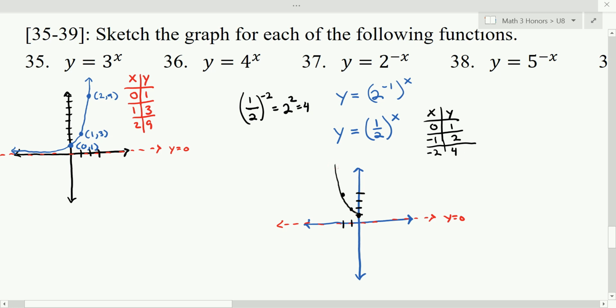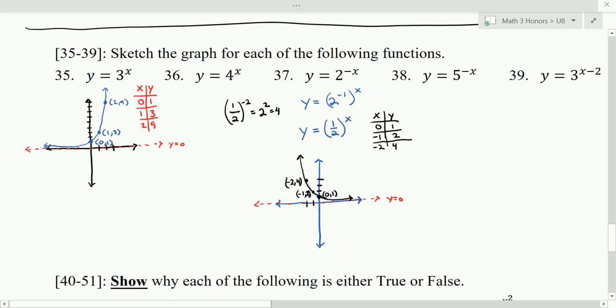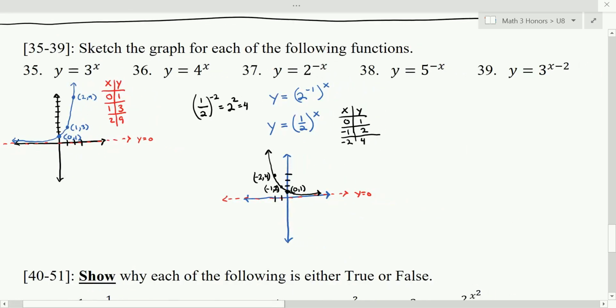And so this is decreasing. And I don't think we've graphed any of these where they're decreasing. And then give me the 3 points that you graph. So (-2, 4), (-1, 2), and (0, 1). All right, so that's what your graphing is going to be like.